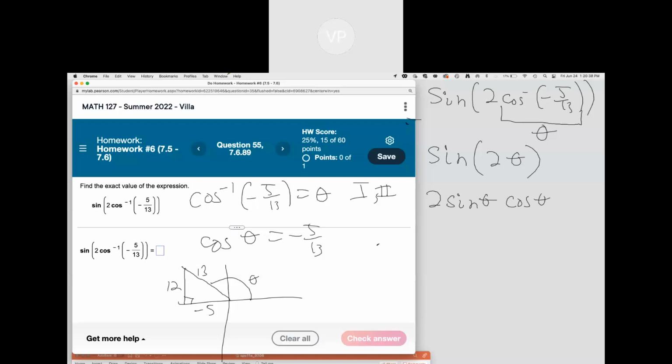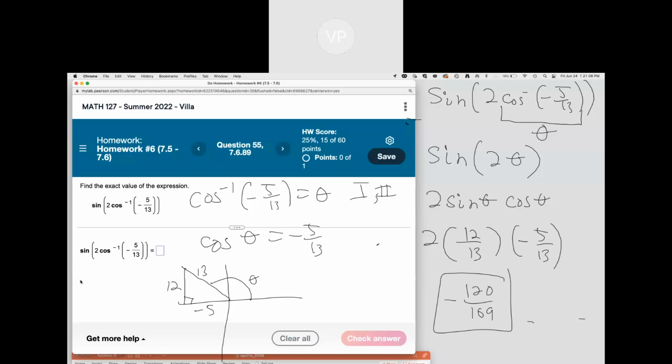I use one of my formulas from today, which is sine 2 theta is 2 times sine and cosine of theta. So now I go to my triangle. The sine of theta is 12/13. The cosine of theta is negative 5/13. We multiply all these together and we get, I think, a negative 120 over 169. And there's our answer. Okay?